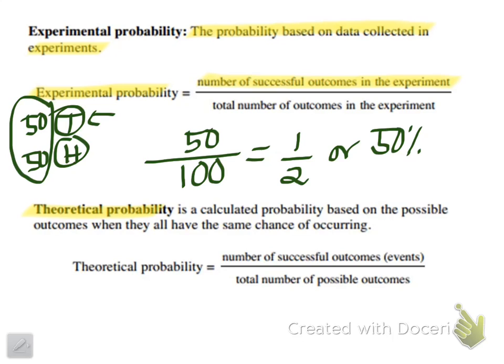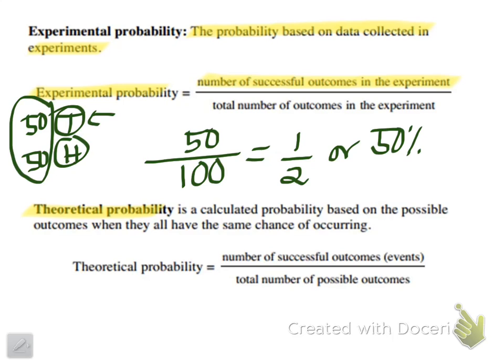Moving on to theoretical probability. That's calculated based on your possible outcomes when they all have the same chance of occurring. So again, theoretical, what typically or theoretically would happen. Okay? So your theoretical probability is the number of successful outcomes or events divided by the total number of possible outcomes.